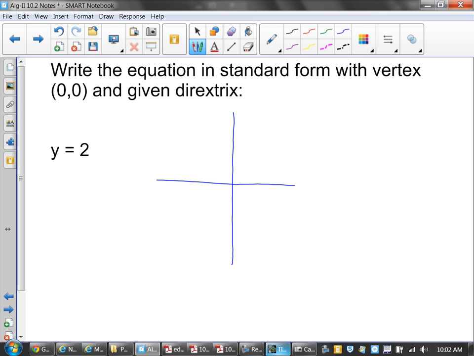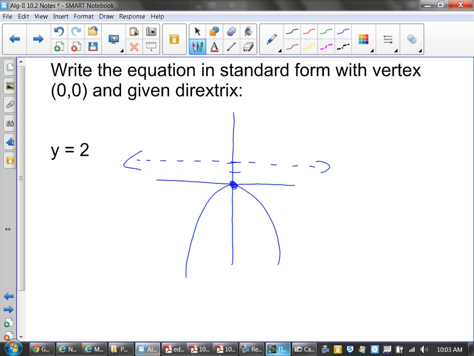Now, think about what this looks like. When you're going to write equations, the easiest way to do this is to visualize it first. So y equals 2 means I've got this horizontal line at y equals 2. The vertex is at 0, 0. If the directrix is above the vertex, what direction is the parabola? It's opening downward. Everybody okay on that? That means my parabola has to be opening downward.